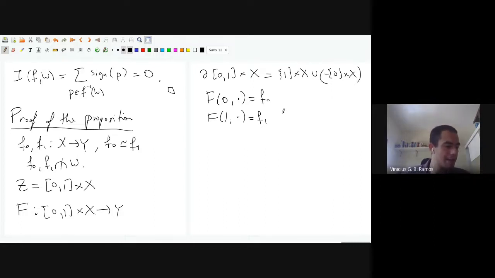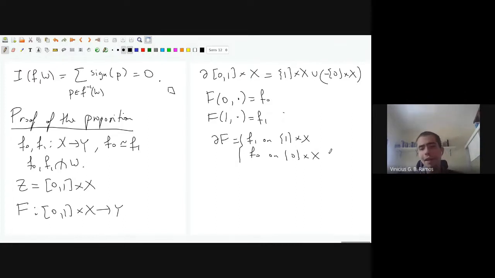Okay, so basically, in other words, the boundary of F is F restricted to the two boundary parts. So this is F1 on 1 times X, and this is F0 on 0 times X. Okay, so now, applying the lemma above, we have that the intersection number of the boundary of F with W is 0.